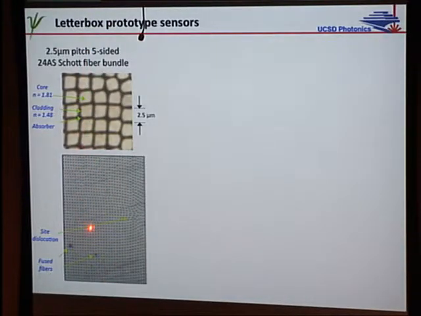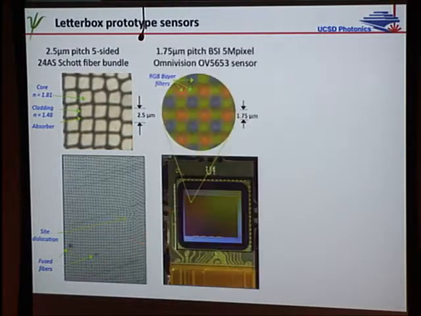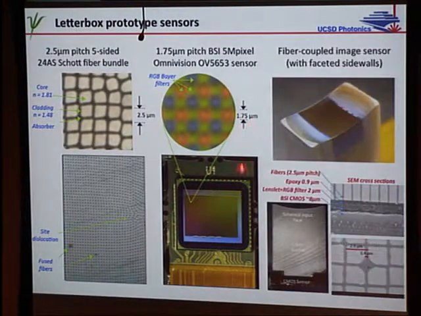Here's the fiber, photographs of it, lots of cool dislocations and scratches. Here's the sensor, 1.75 micron pitch. And now the fiber bundle polished, spherical on one side, flat on the back. It's actually got flat sidewalls for reasons that will be obvious in a minute. You can cut it in half with a diamond saw and zoom in again with an SEM. You get these great high contrast images because the index of refraction is so different between core and cladding.